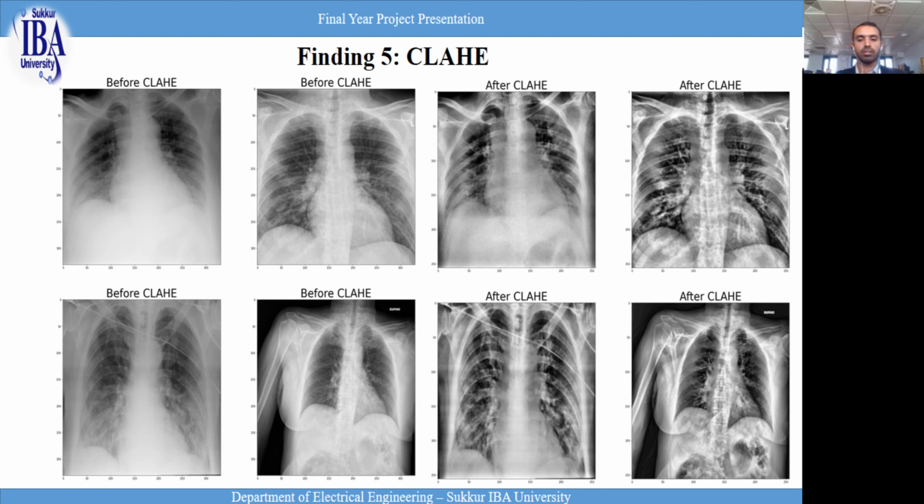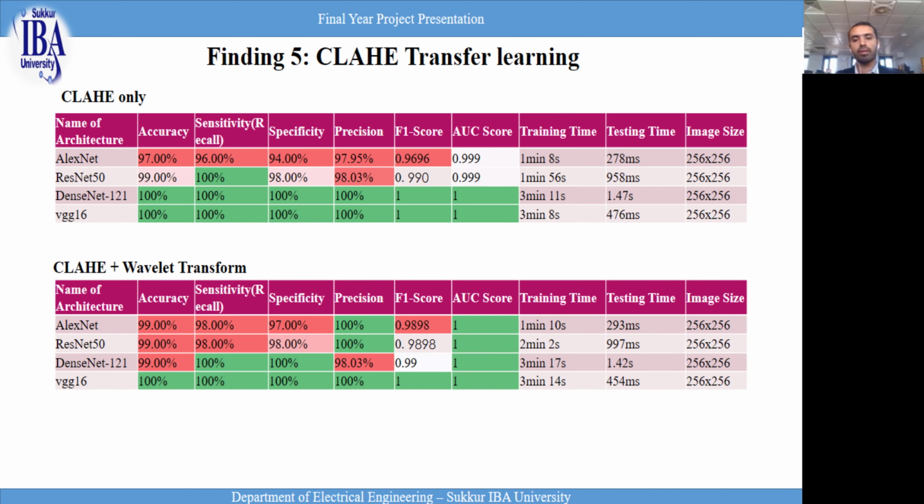We can see there is a change between these images, and we have applied this CLAHE with transfer learning first. These results are only CLAHE; we haven't used any wavelet transform with them. With CLAHE, these 2 models are performing and giving the best results, and with CLAHE plus wavelet transform, still these 2 models. Overall the accuracy is very good, and precision, specificity, and F1 score overall are very good, and all these models are performing very well.